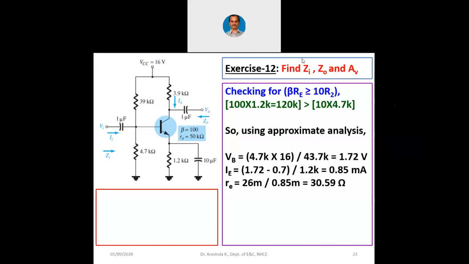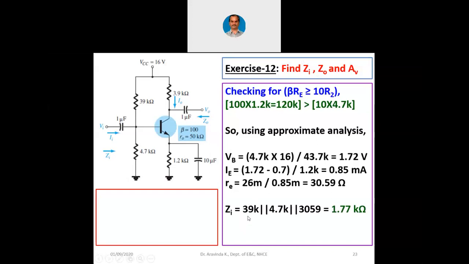Okay, Lokesh Biswas has given the answer 1.7 kilo ohms. Any other answers? No other answers. Only one student, Lokesh, has given me the answer. Anyway, let me proceed with the exercise now.